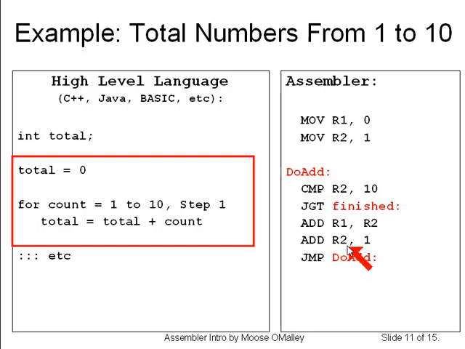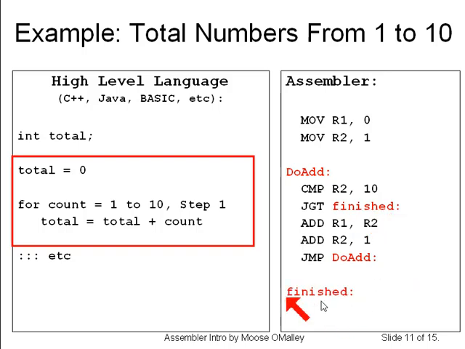Compare. So R2 is now 2. So compare R2 to 10. And it's not greater than. So we're going to add 2 onto R1, which is 1 plus 2 is 3. So now R1's got the value 3. Add 1 onto R2, so R2's now got the value 3. Jump back again, and just keep going round and round this little bit of code here until you're finished. Until this jump greater than fires off.